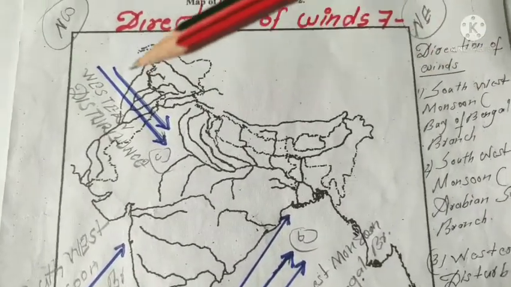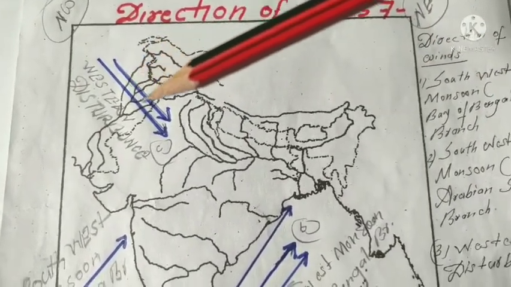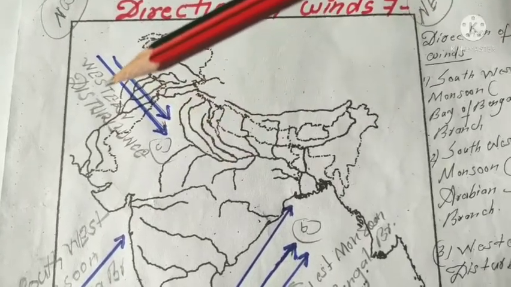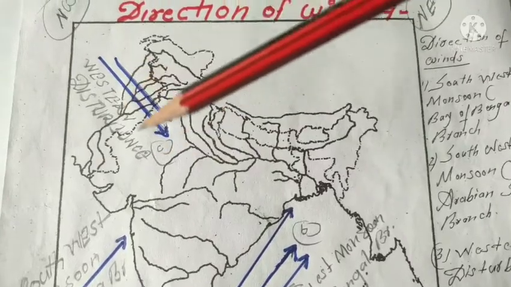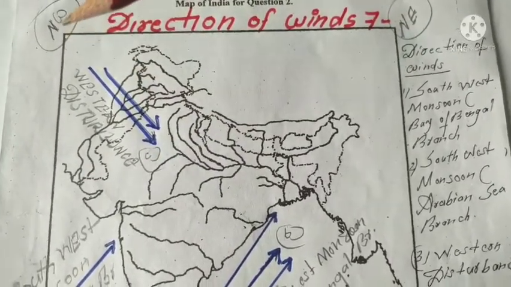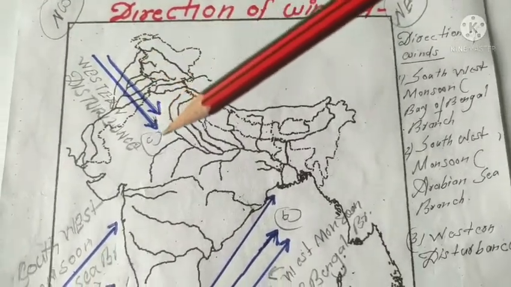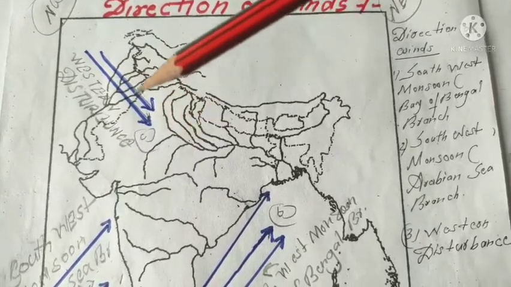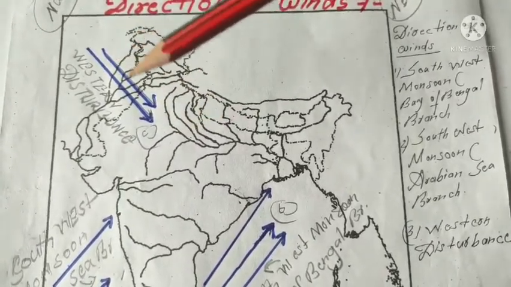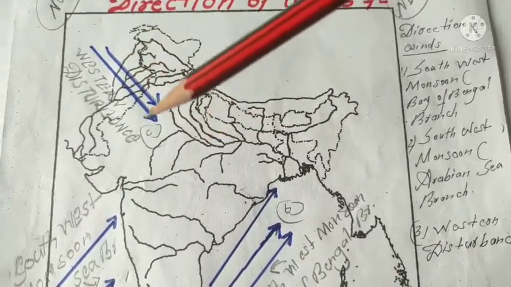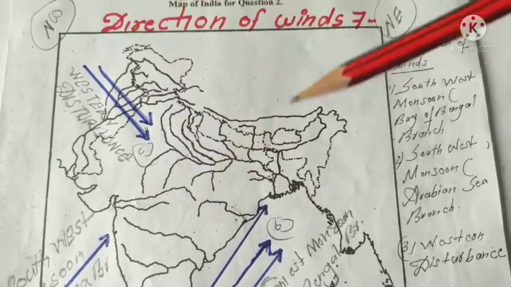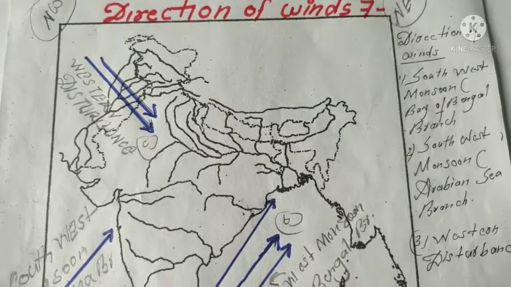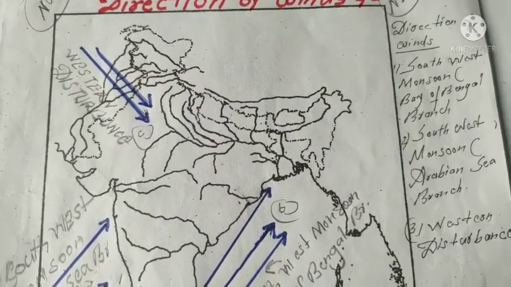Next is the wind that gives rainfall to India in winter. The wind that gives rainfall to India in winter is the western disturbance. It starts from the northwest side, and the arrow is always pointing towards Punjab. So like that you have to draw the arrows. So these are the three winds that give the monsoon rainfall and summer rainfall.